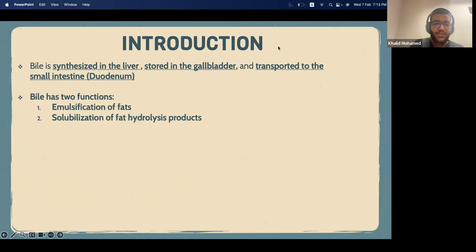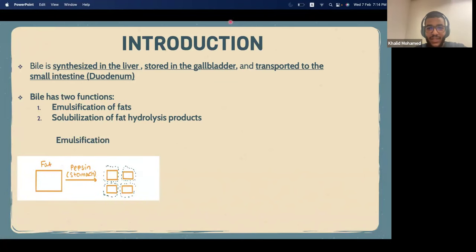Okay, so now why do we need bile? Bile has two main functions. One is emulsification of fat, and two is solubilization of fat hydrolysis products. So what does that mean? So what's emulsification?